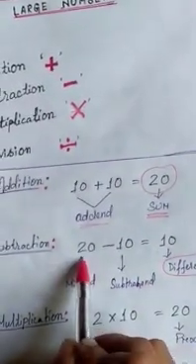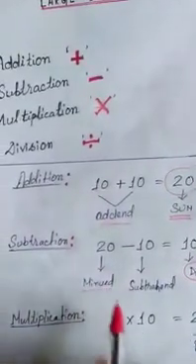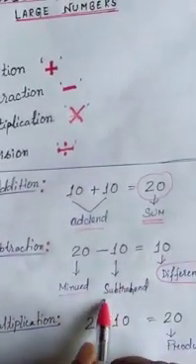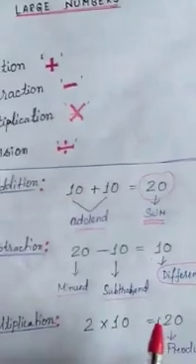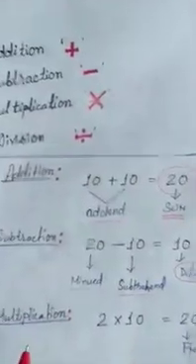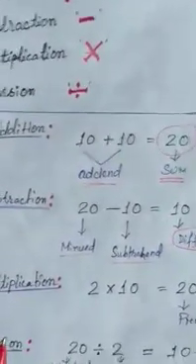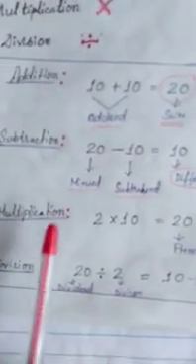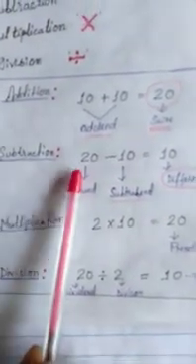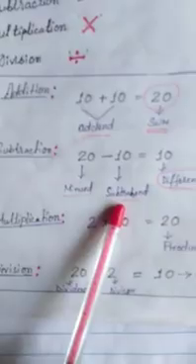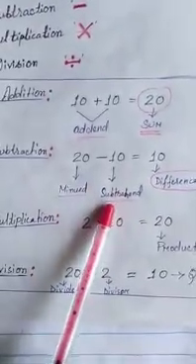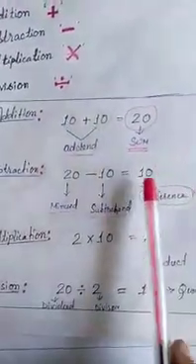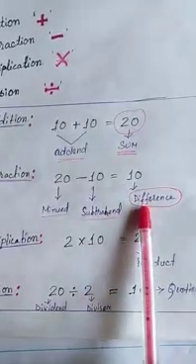So that 10 is called the difference, and 20 is the larger number, called the minuend, and the smaller number is called the subtrahend. So in subtraction, the larger number is called the minuend and the smaller number is called the subtrahend, and whatever you get is called the difference.